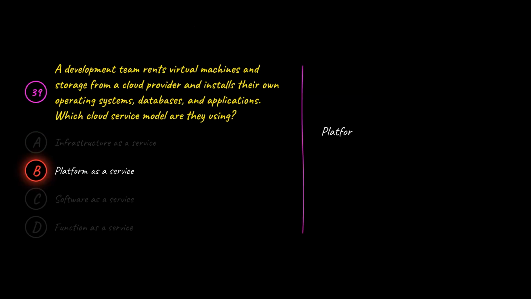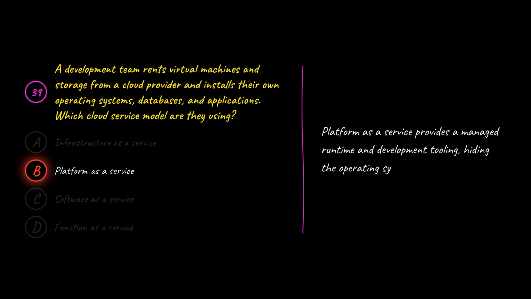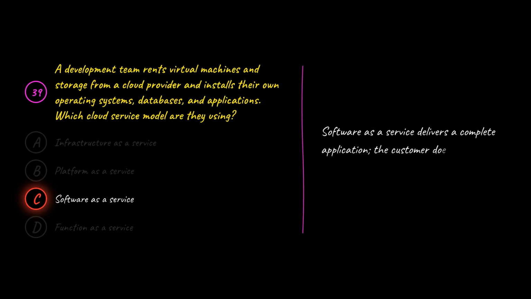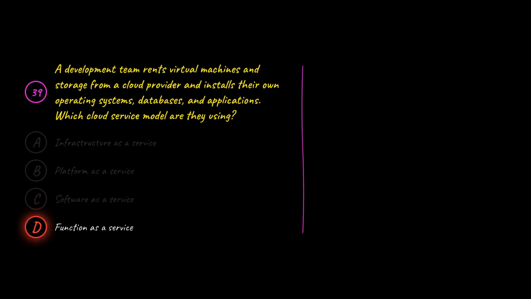B is wrong because Platform as a Service provides a managed runtime and development tooling, hiding the operating system from the developer. C is wrong because Software as a Service delivers a complete application. The customer does not manage the operating system or runtime. D is wrong because Function as a Service runs short-lived code in response to events without exposing servers or operating systems.